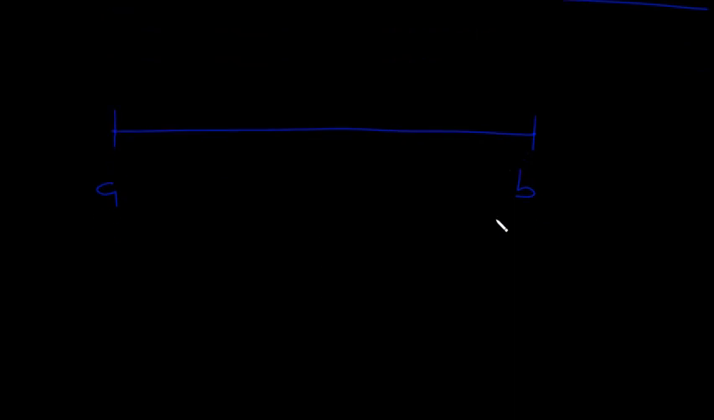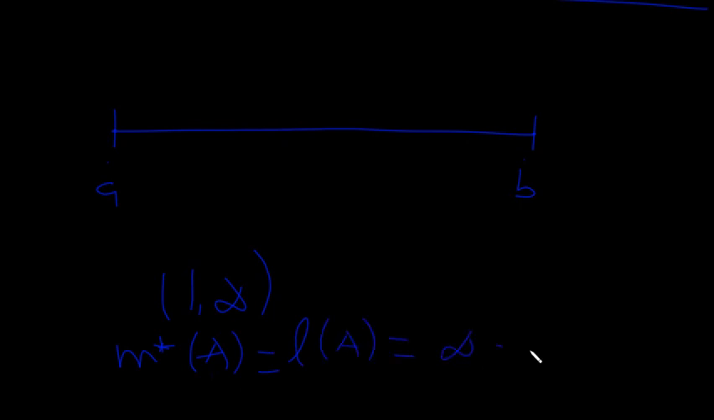Somebody might ask, what if I have something like 1 to infinity? Then the outer measure is denoted by m star of the set, or say the length of the set A. Then this one becomes infinity minus 1, which is still infinity. So the outer measure of this kind of set is infinity because it is unbounded. So any unbounded set has an outer measure of infinity. Basically you have the difference between the endpoints giving you the outer measure of it. So that's the definition of outer measure.